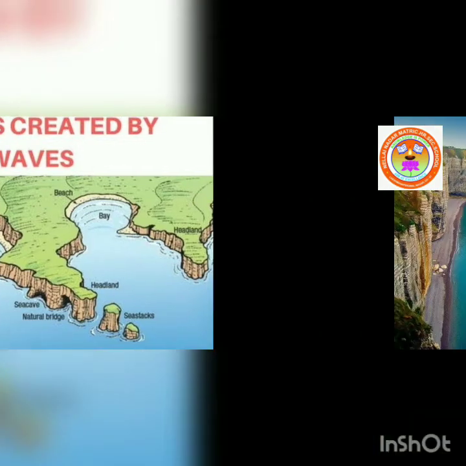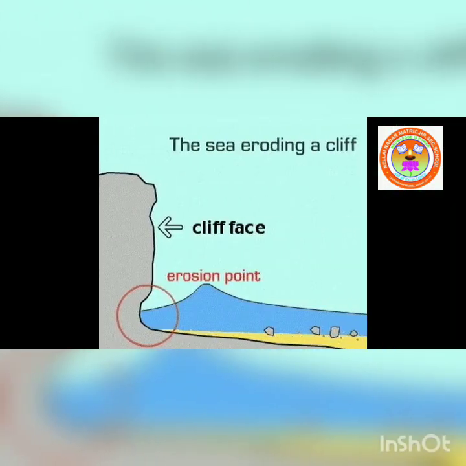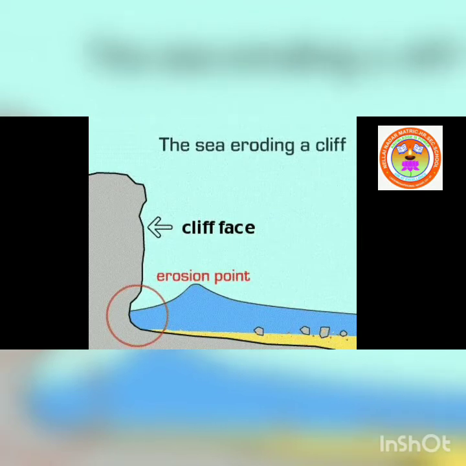Sea cliffs. Here you can see sea cliffs. Sea cliffs are steep rock faces formed when sea waves dash against them. The rocks get eroded to form steep vertical walls. Next, the sea eroding a cliff. Prolonged wave attack on the base of a cliff erodes rock materials, which results in the formation of sea caves.